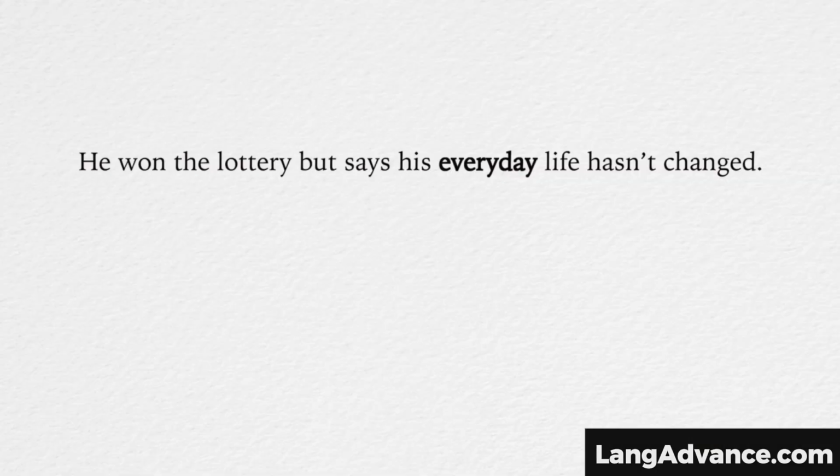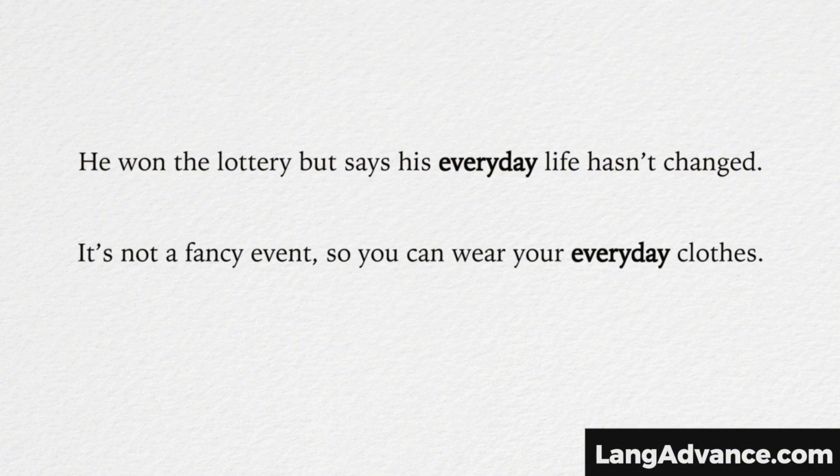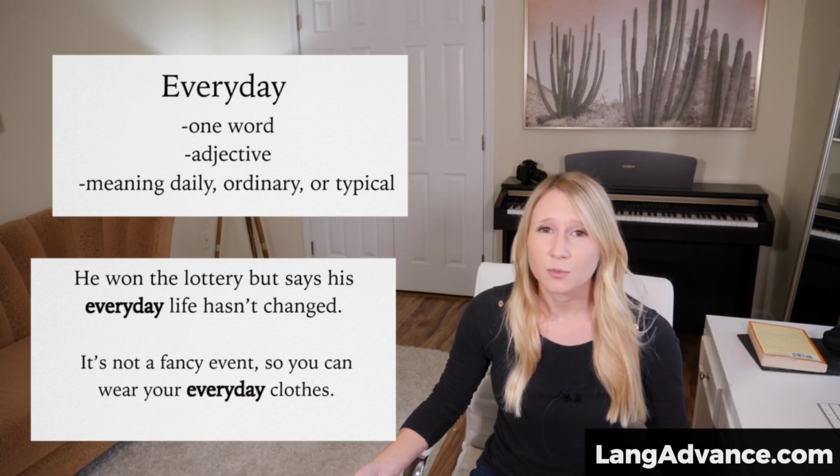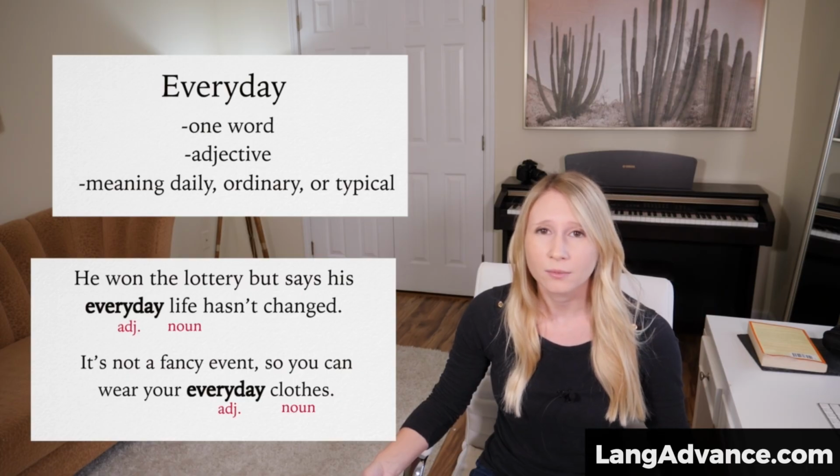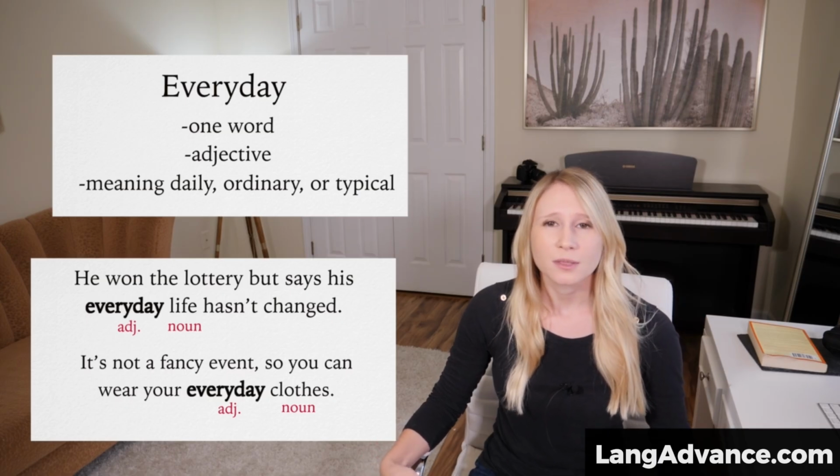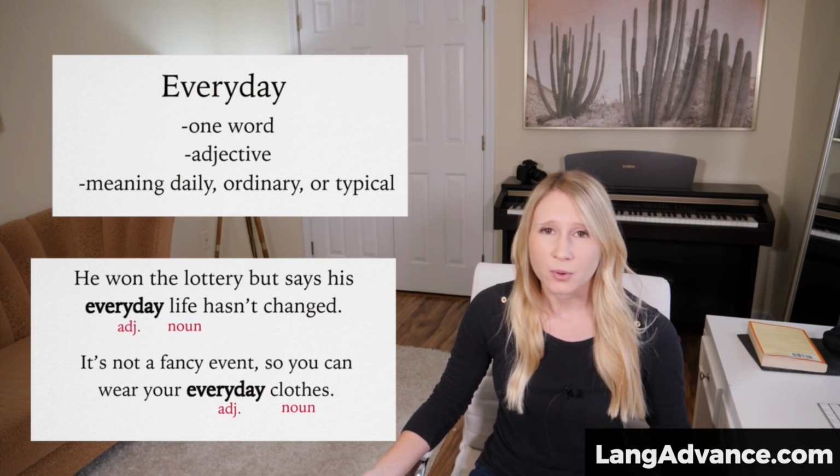He won the lottery, but says his everyday life hasn't changed. It's not a fancy event, so you can wear your everyday clothes. As you can see in these sentences, the word everyday is an adjective and is found before a noun. It is used to describe something that happens daily or something that is ordinary or typical.